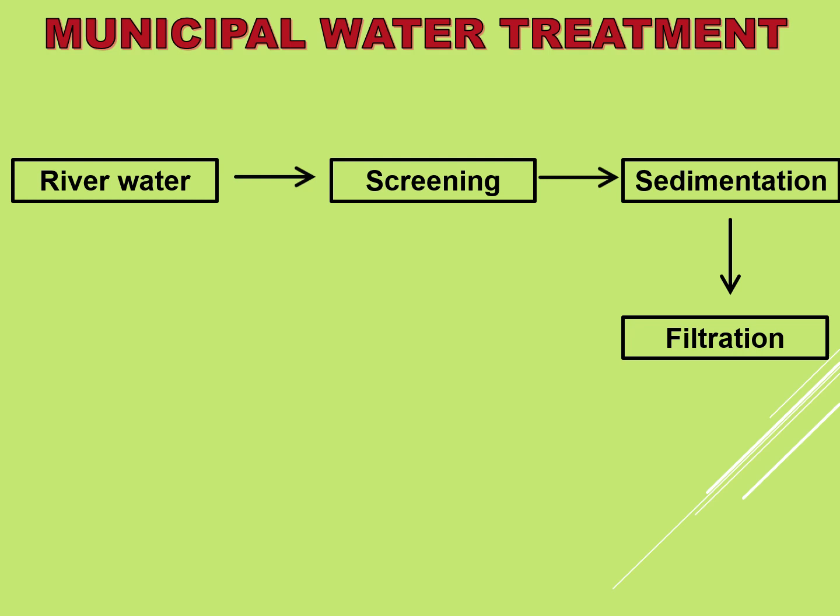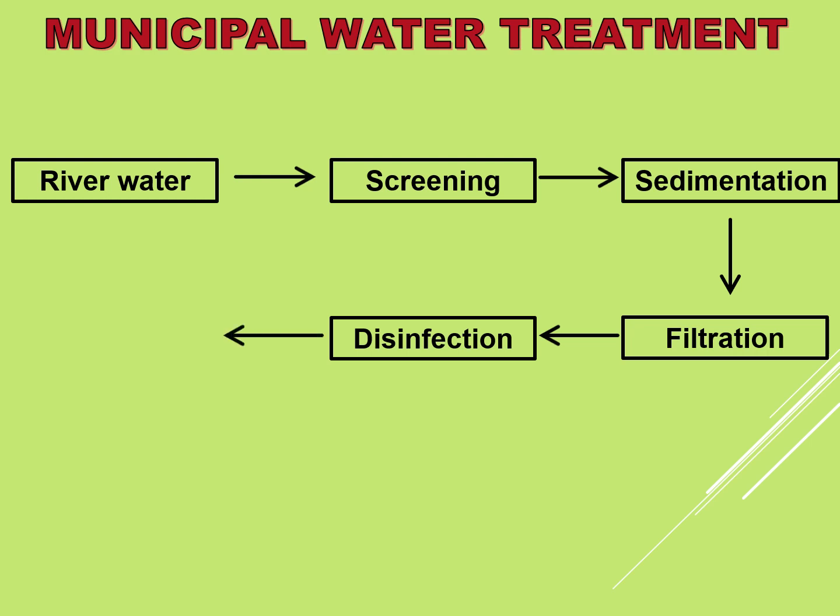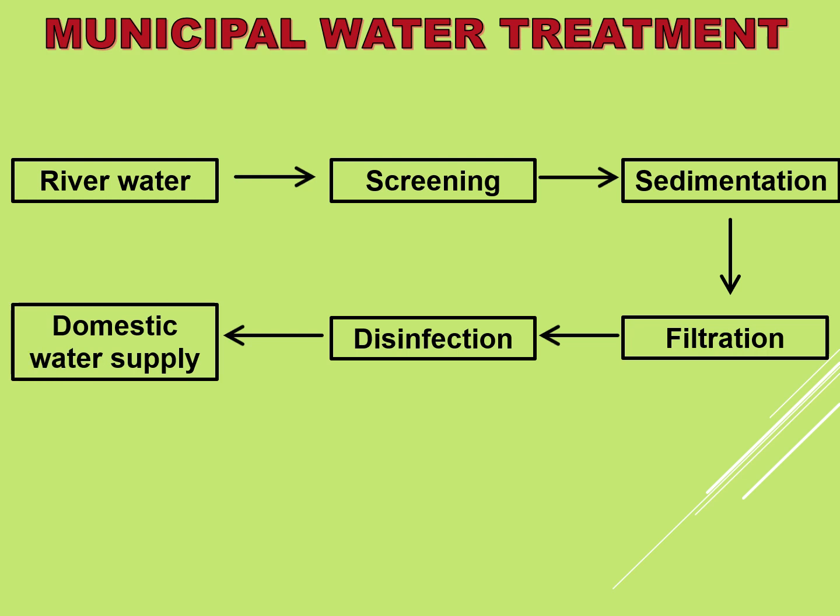Now we have removed all the impurities. The next step is disinfection. Disinfection means removing the microorganisms present in water. That is a very essential part. And after disinfection, the water is taken for domestic supply, distribution, either through pipelines or in water tanks or somehow it is distributed. So these are the various steps in municipal water treatment.